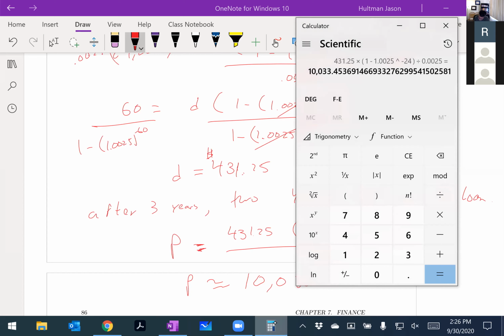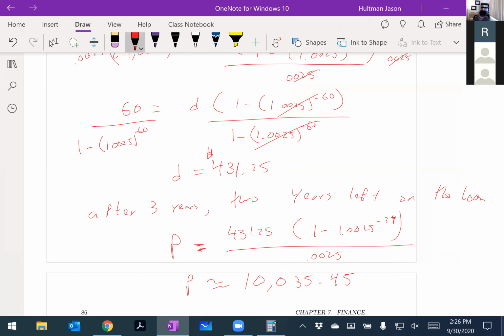And 45 cents on the car. So this is how much is owed after 3 years. Okay. So I've paid a lot of interest, and I've paid a little over half the principal in that 3-year period.